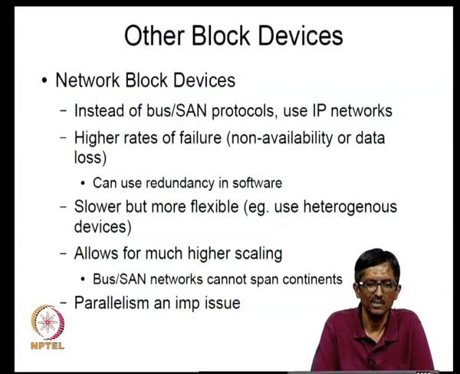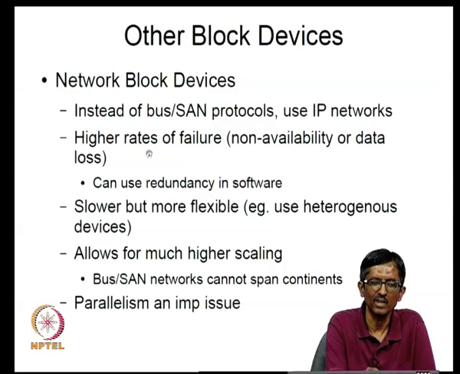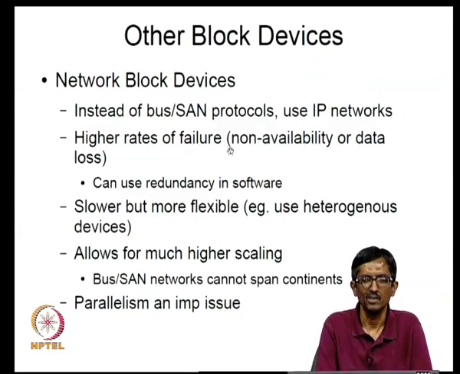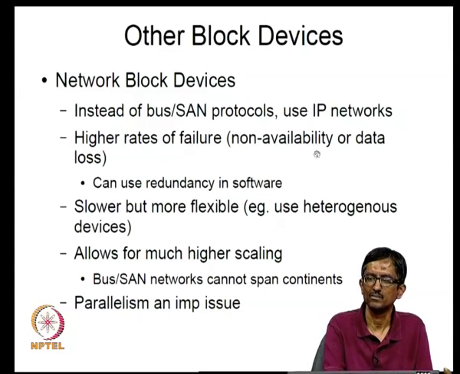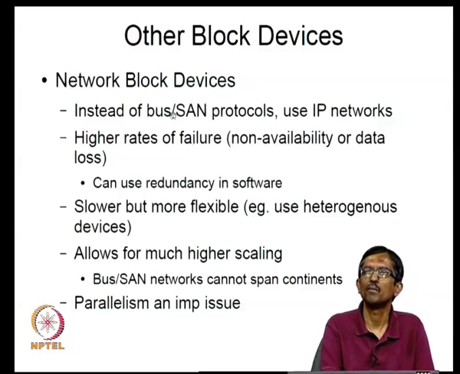But the problem with this kind of device is that it has higher rates of failure. The failure can be of two types: the data is intact, but your connection went off, or the data itself goes off. With networks, typically, data might still be there, but the connection is gone. You essentially have a non-availability situation. Typically, networks are much more fragile than bus-based systems or SAN-based systems.